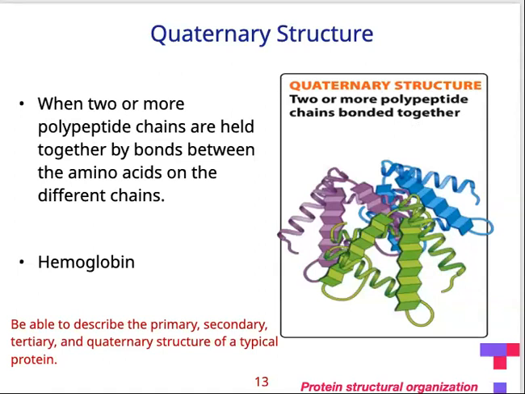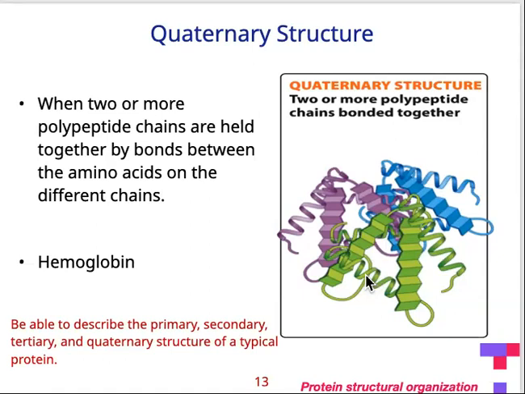Now, some protein molecules also have a quaternary structure in which two or more polypeptide chains are held together by bonds between the amino acids on the different chains. So it's important to note that a quaternary structure now involves different molecules, shown in different colors here. This is a polypeptide chain. This is another polypeptide chain. This is another polypeptide chain.